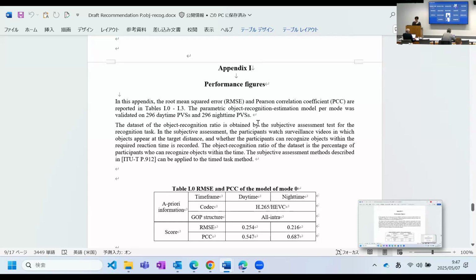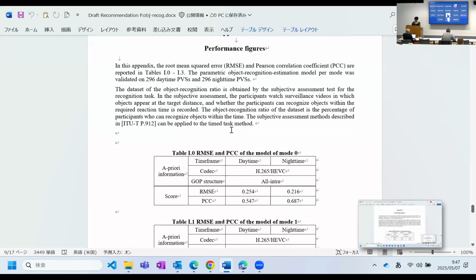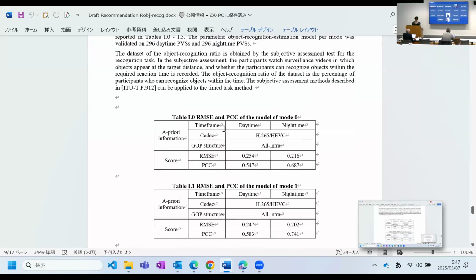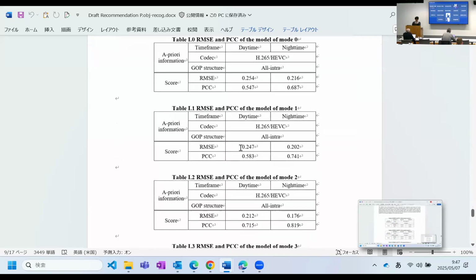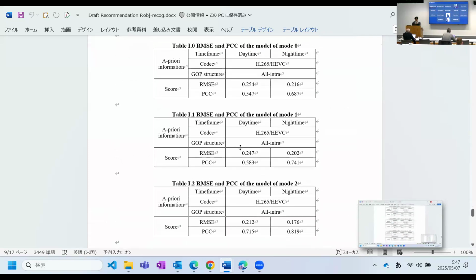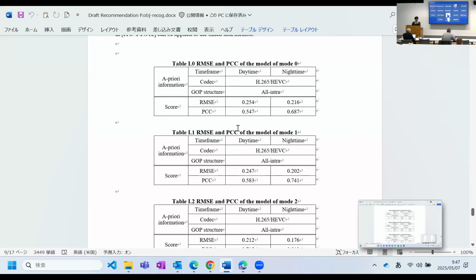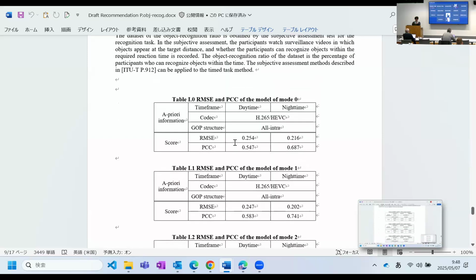The parametric object recognition estimation model per mode was validated on 296 daytime PVS and 9 PVS. And these tables show the RMSE and PCC of the model for modes 0, 1, 2, and 3. The values of this RMSE and PCC were submitted in the previous meeting and are the same.